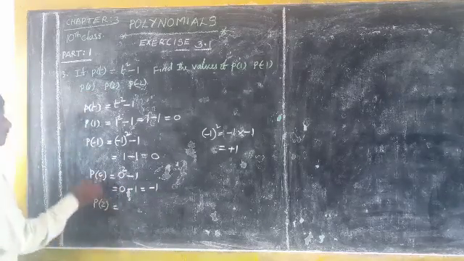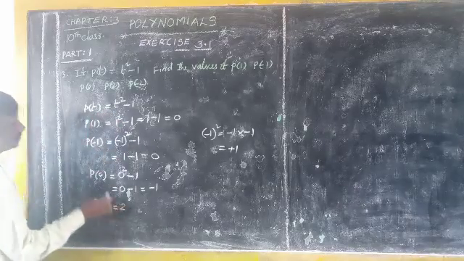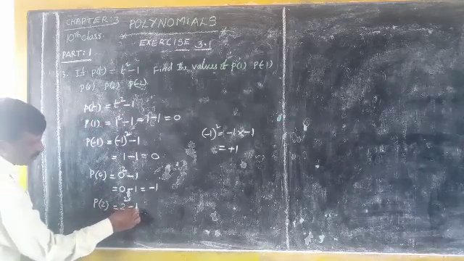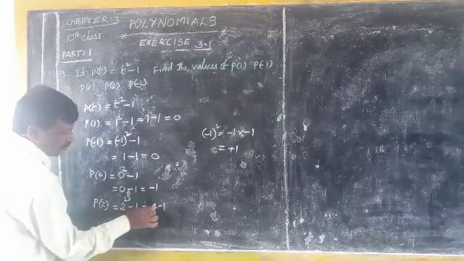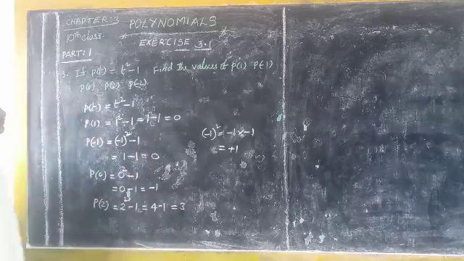Next, p of 2. Here we have to put 2 in place of t. 2 square minus 1. 2 square means 4, 4 minus 1 is equal to 3.